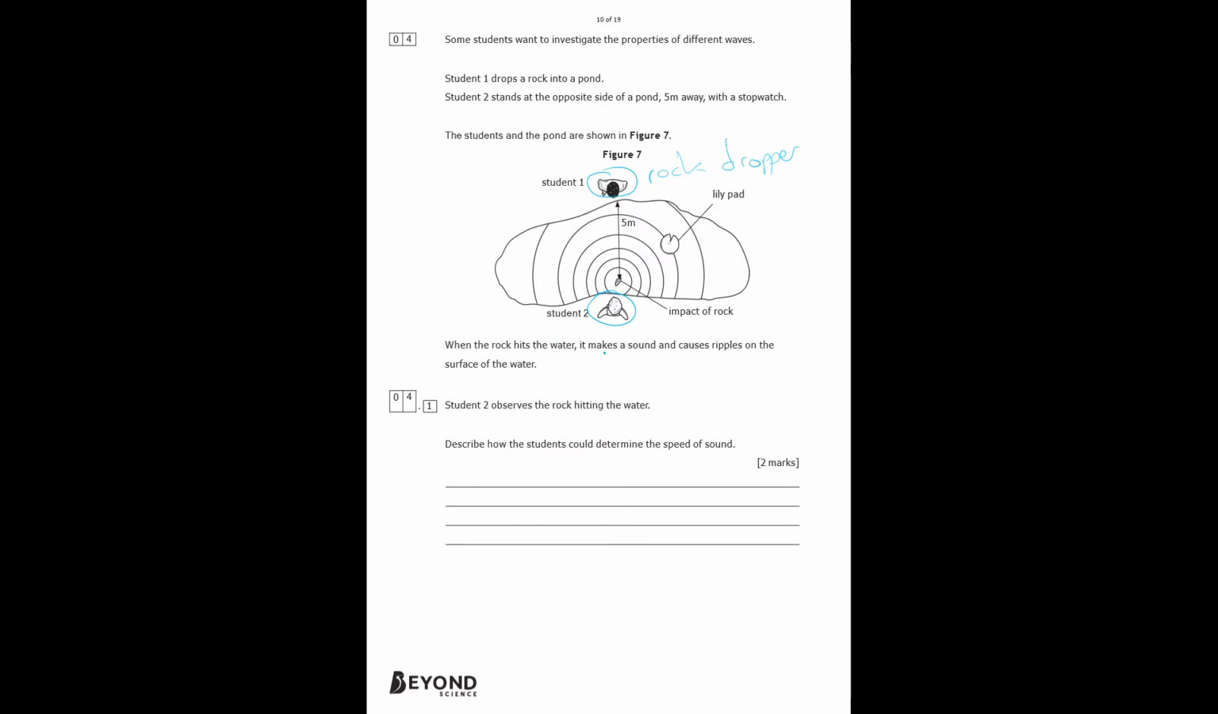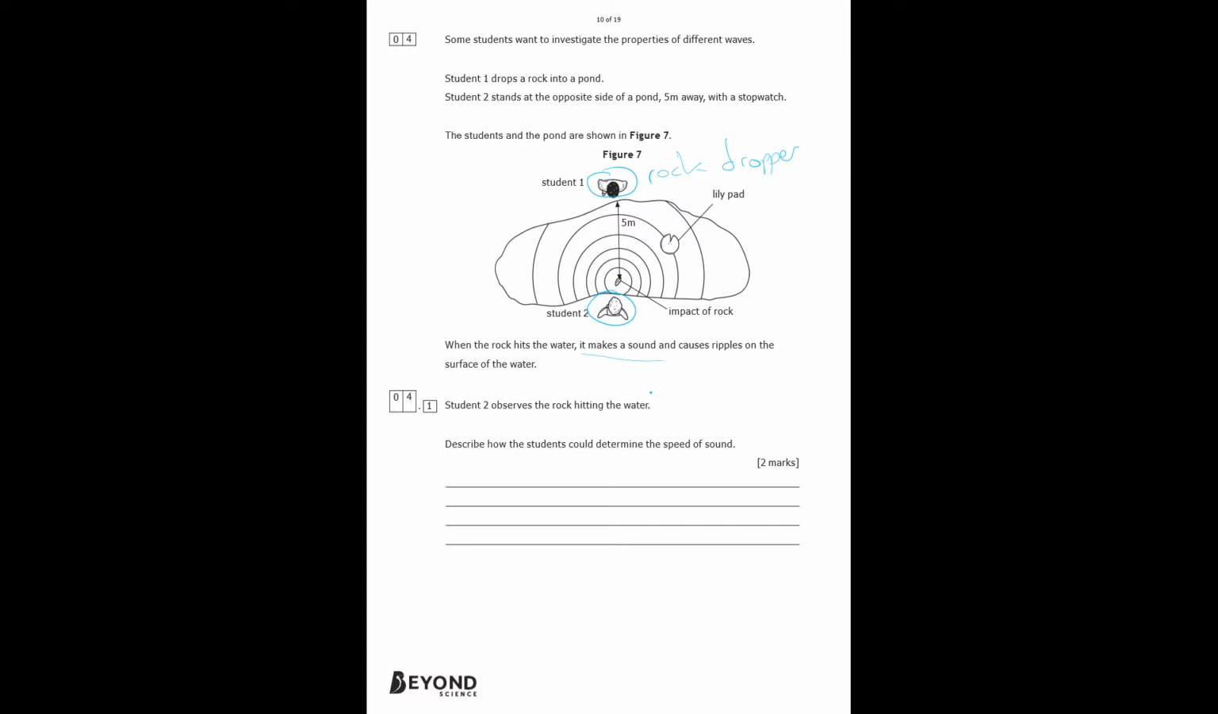When the rock hits the water, it makes a sound and causes ripples on the surface of the water. Student 2 observes the rock hitting the water. Describe how the students could determine the speed of sound. Well, to do that, you need an equation for speed. So how would we find the speed of something?